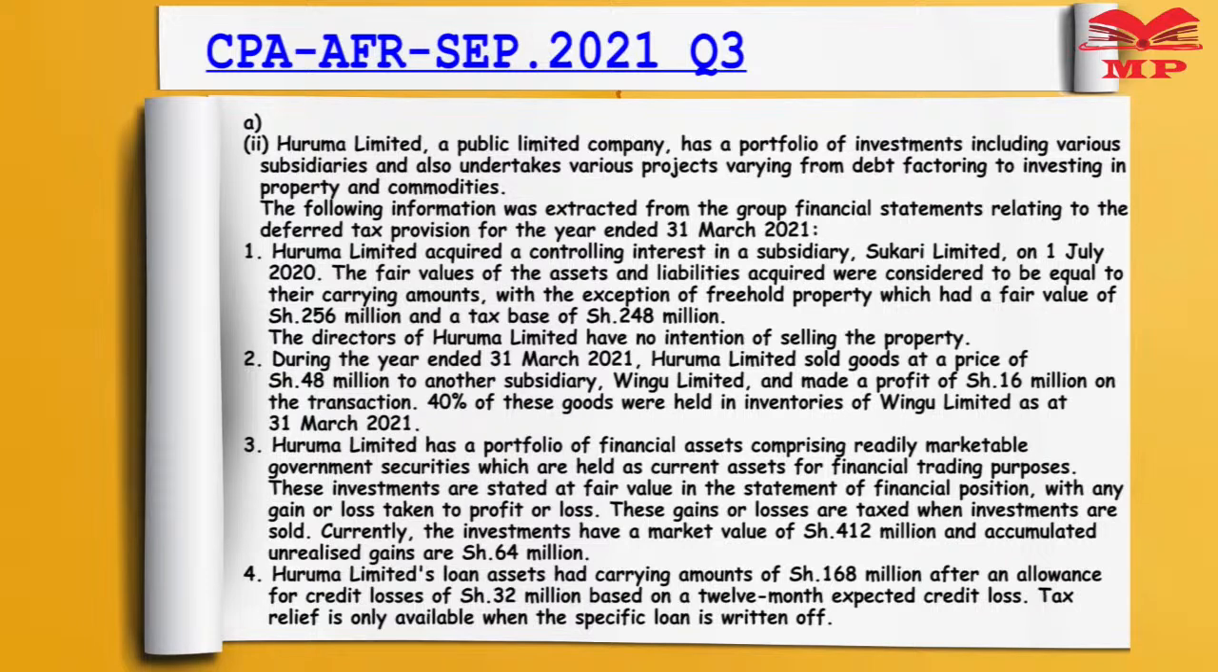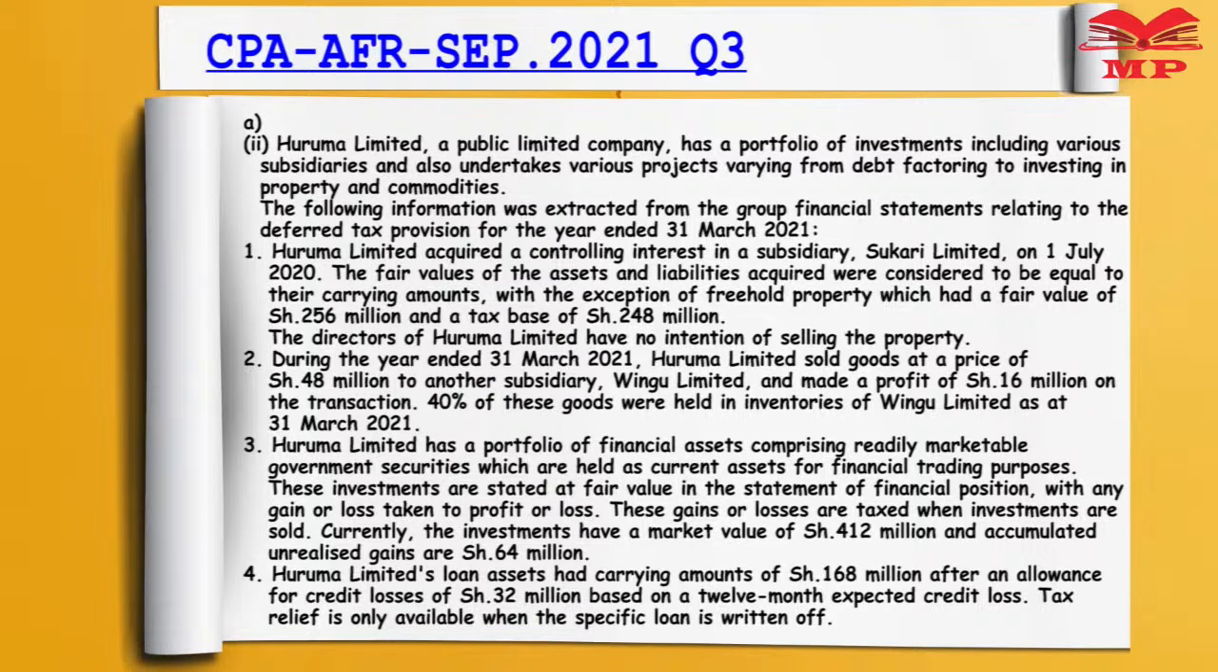Number 2, during the year ended 31st March 2021, Huruma Limited sold goods at a price of 48 million to another subsidiary, Wingu Limited, and made a profit of 16 million on the transaction. 40% of these goods were held in inventories of Wingu Limited as at 31st March 2021.